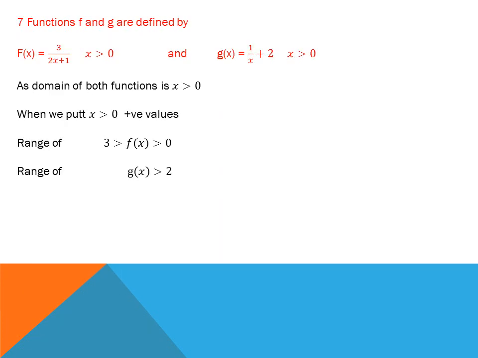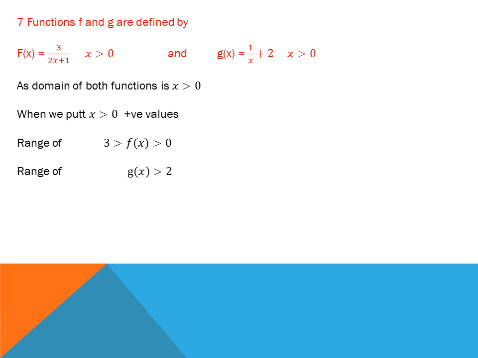The next question is related to functions. There are two functions f and g defined by this: f of x is equal to 3 over 2x plus 1, x is greater than 0. X is greater than 0 means its domain is greater than 0. Domain means the value which we put in the equation to find the other value. F of x is related to the y variable, say. So the x variable is the domain and the f of x variable is the range. So the domain is greater than 0 in both functions.